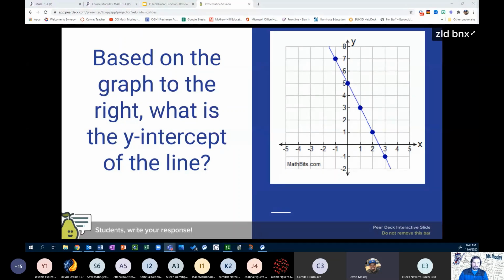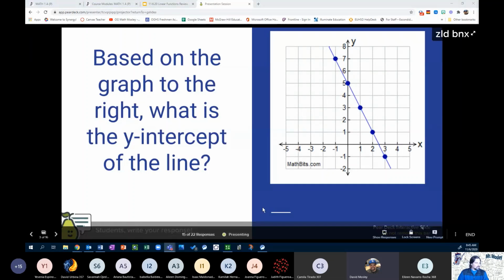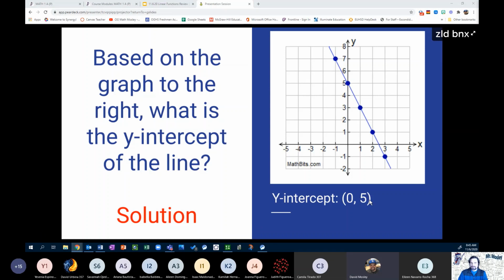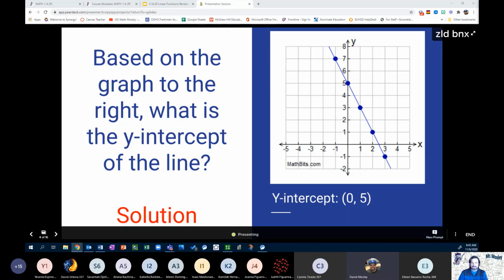Many of you did an excellent job. Let's see what the answer is. In this case, the y-intercept is (0, 5). It is the point where the line crosses the y-axis at 5, and we write that as the coordinate in parentheses, (0, 5). Any questions?